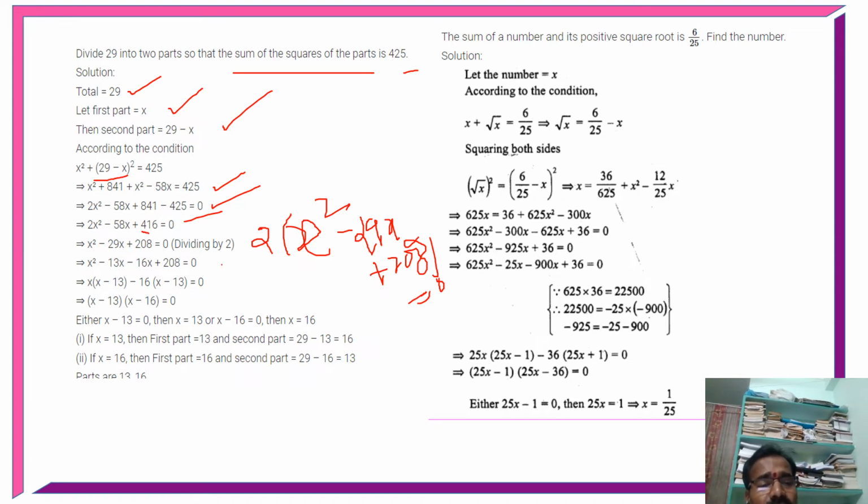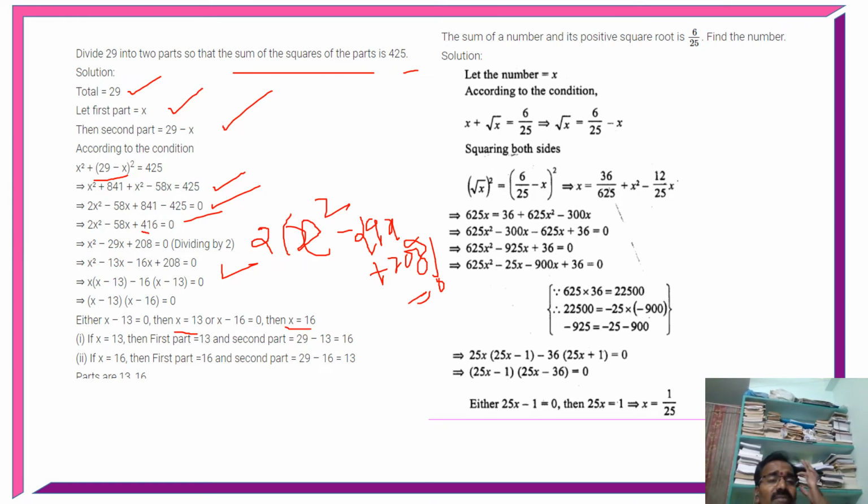Apply the split of middle term method. We can write it as minus 13x minus 16x. Do the trial and error method to get the appropriate factors. Minus 13, minus 16. After factorizing, we have x minus 13 into x minus 16 equal to 0. x minus 13 equals 0 or x minus 16 equals 0. If x minus 13 equals 0, x is equal to 13. If x minus 16 equals 0, x is equal to 16.